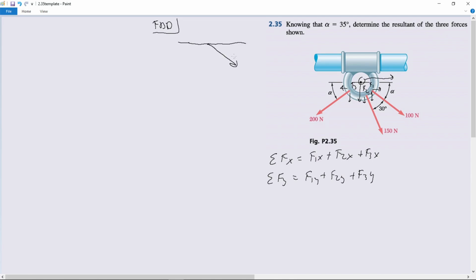And we'll draw our force 1, which is 35 degrees, given from the problem statement right here. And this is at magnitude 100 newtons. We'll draw our force 2, which is an extra 30 degrees, and this is magnitude 150 newtons. Then we'll draw our force 3, and this is again 35 degrees, and this is magnitude 200 newtons. And we'll analyze force 1 a little bit more closely.